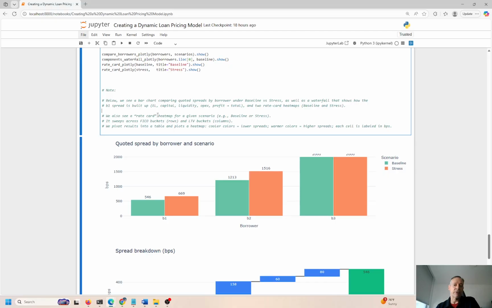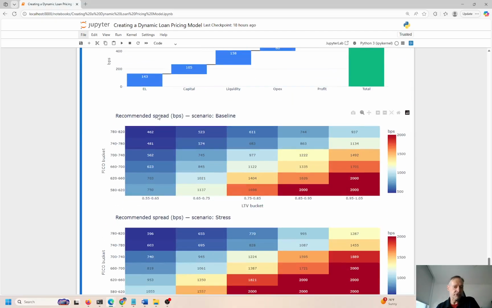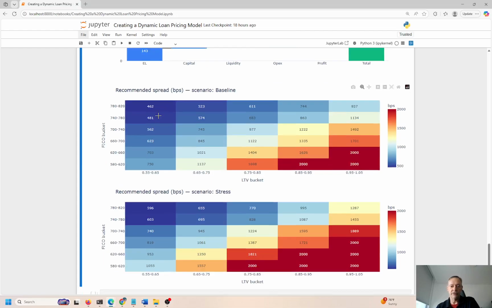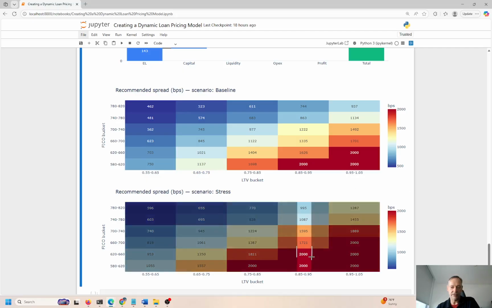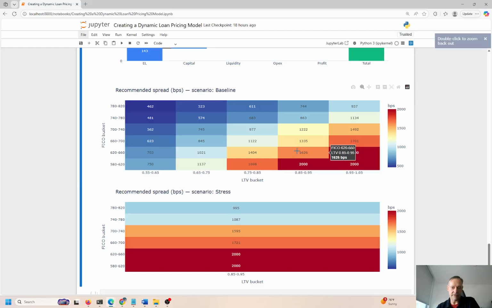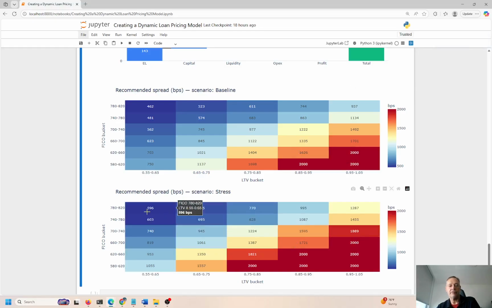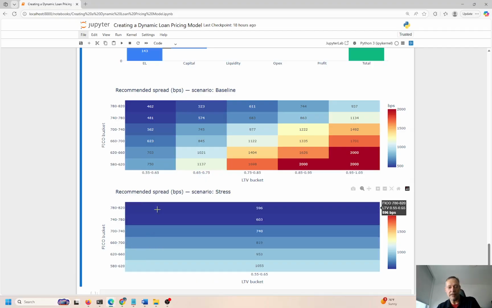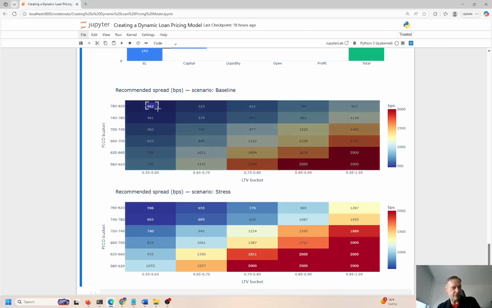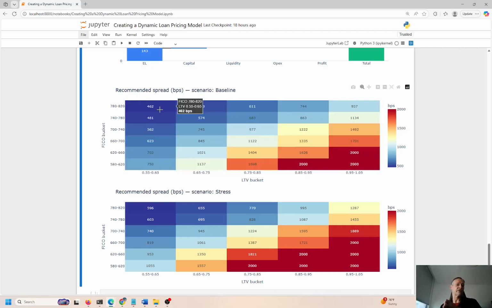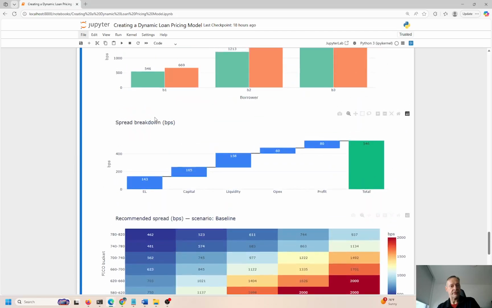So we also have a heat map down here. The heat map basically shows me the baseline and the stress scenarios, and you can see in the stress scenario, these numbers are slightly higher over here. So I have 2000 right here, and 1626 in a more likely, more realistic type of event. 596, so it'll be a little bit higher over here, and the baseline would be 462. So this heat map basically just shows you a distribution of different possible FICO buckets based on the loan to value, and how baseline basis point spreads can increase or decrease.